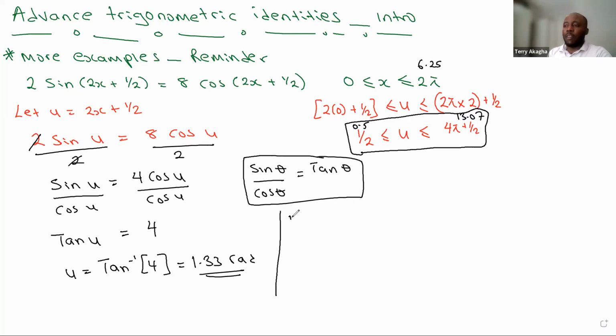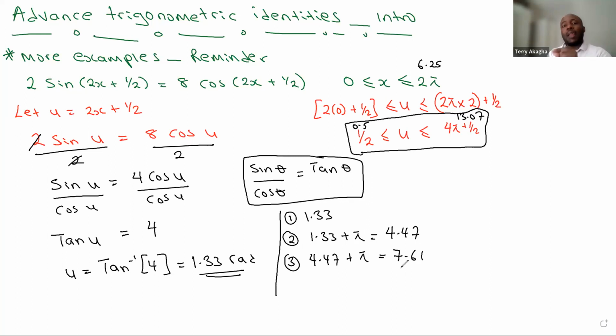So the first angle we have is 1.33, which is correct. The second angle is going to be 1.33 plus pi. You can press your calculator, and that should give you 4.47. The next one, you add pi as well to 4.47, so 4.47 plus pi. That makes sense? Then this will give you about 7.61. All right, so you keep on adding pi every time.